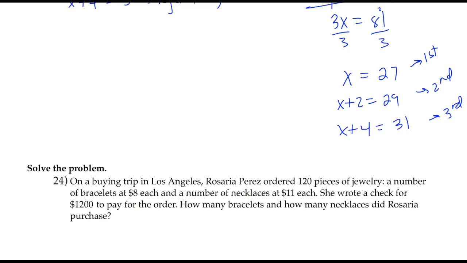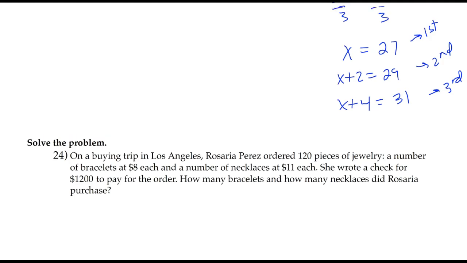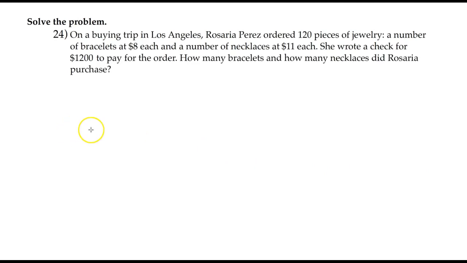All right, so now let's jump to number 24. Sorry about that. I didn't want to forget that. So we know that for this one, on a buying trip in Los Angeles, we had Rosario Perez. They ordered 100 pieces of jewelry, a number of bracelets at $8 and a number of necklaces at $11. And she wrote a check for $1,200 to pay the order. How many bracelets and how many necklaces did Rosario purchase? Notice we got 2 pieces of information here. So we have a jewelry equation.